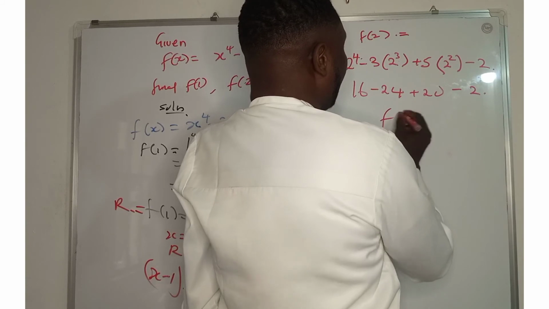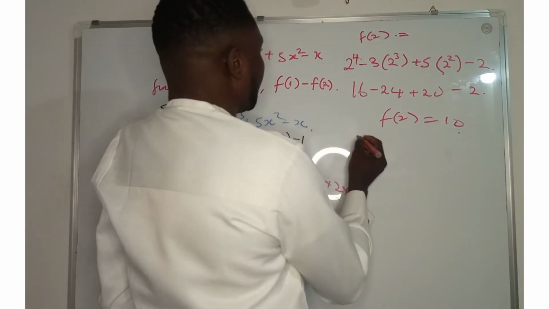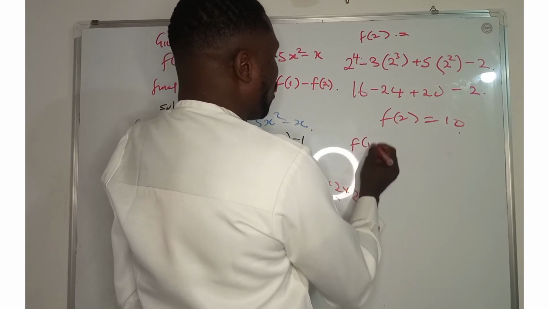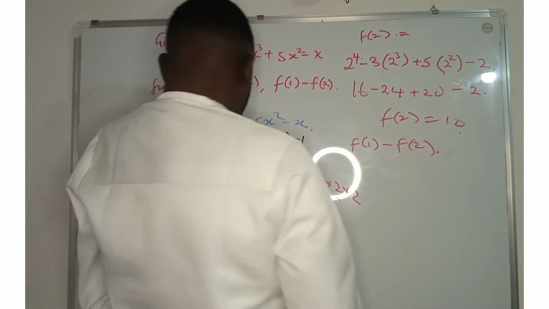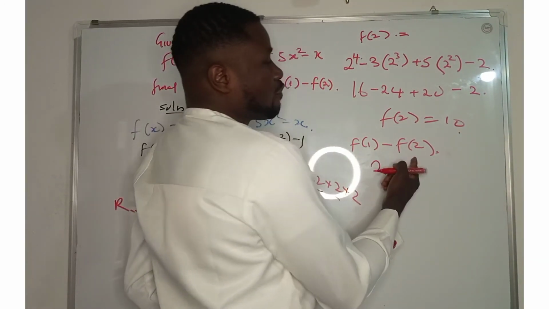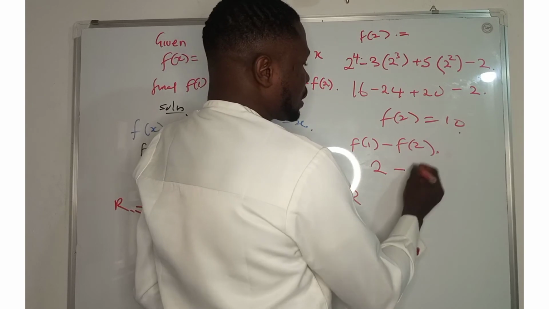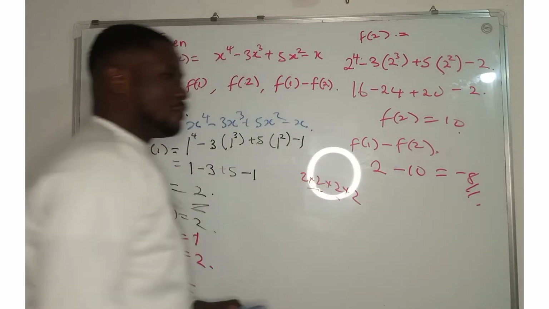So we have f of 2 equal to 10. Now finally, the third question says we should find f of 1 minus f of 2. We got the value of f of 1 as 2. That will be 2 minus f of 2, and the answer we got was 10. So 2 minus 10 will be minus 8. That will be the final answer.